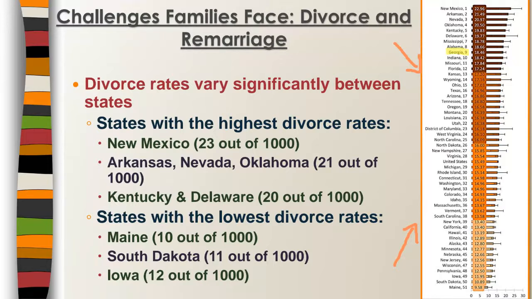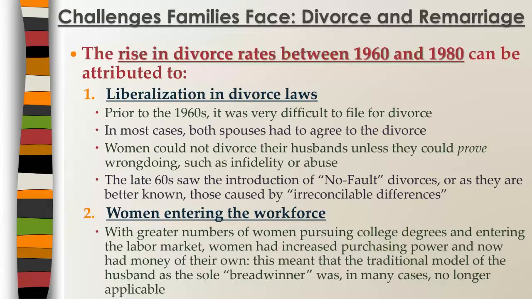And then the states with the lowest divorce rates down at the bottom, you've got Maine with the lowest of about 10 out of 1,000, followed by South Dakota, Iowa, Pennsylvania, Wisconsin. So who knows, what state you move to with your spouse may determine how likely you are to divorce or not. All right, so why this change in divorce rates between 1960 and 1980, and why the change from 1980 to today? We'll focus first on 1960 to 80.